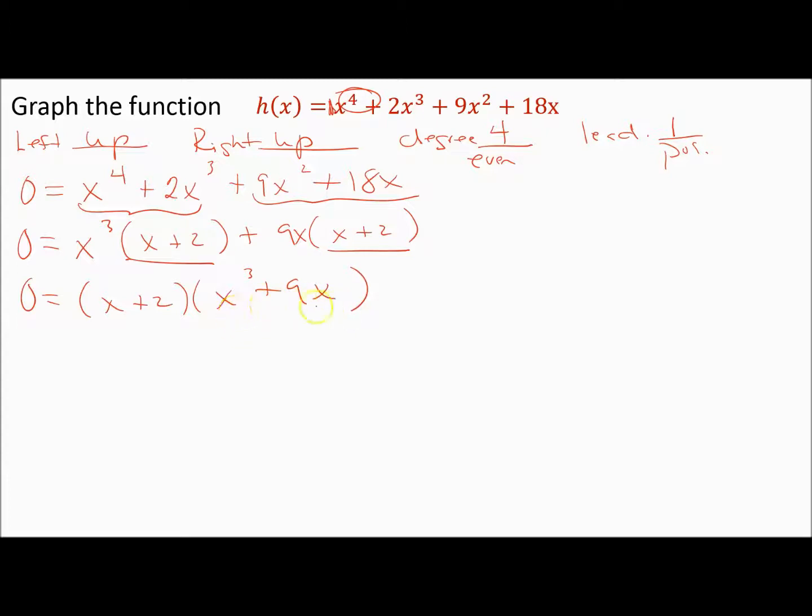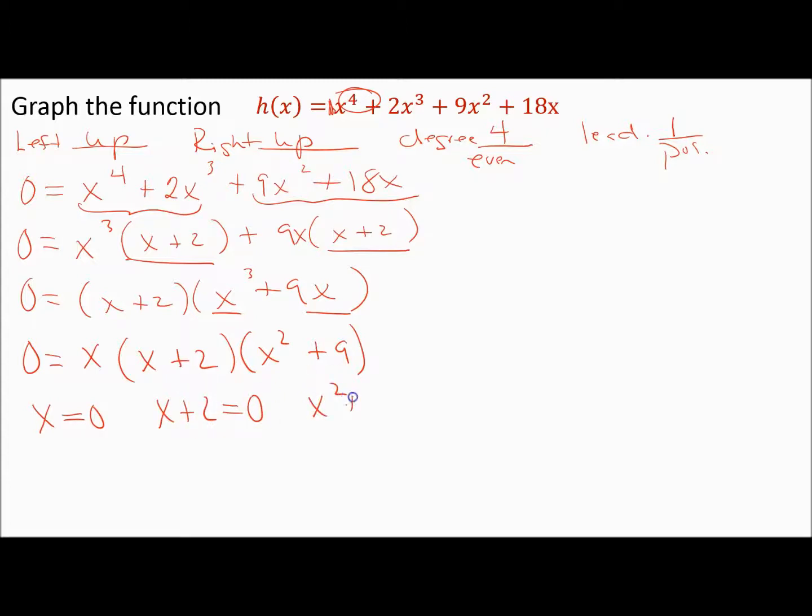Look, there's a greatest common factor right here. As a matter of fact, in the beginning there was a greatest common factor, and we should have pulled that out. But if we don't, that's okay. It'll come out later. So I'm going to pull this common x out. I'm going to write it in the very front, even before the x plus 2. So if x comes out of here, that leaves x squared, and x comes out of here, that leaves plus 9. Now it's time to set each factor separately equal to 0. So I have x equals 0, x plus 2 equals 0, and x squared plus 9 equals 0.